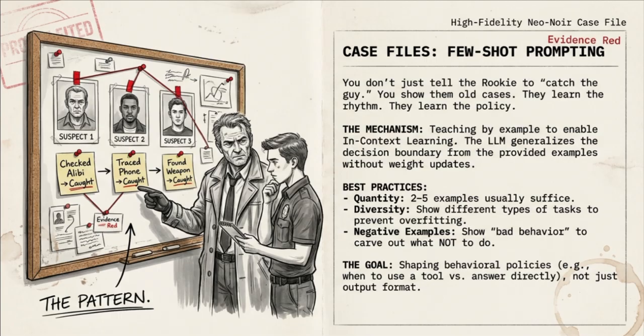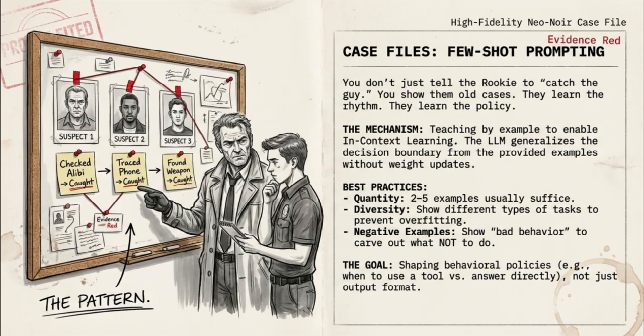Let us look at our first piece of evidence, which is few-shot prompting. In the world of investigation, you do not just tell a rookie to go and catch the guy. Instead, you show them files of old successful cases so they can learn the rhythm and understand the policy of the department. This mechanism is called in-context learning. It allows the large language model to generalize a decision boundary from a provided example without requiring any underlying weight updates or retraining of the entire neural network.